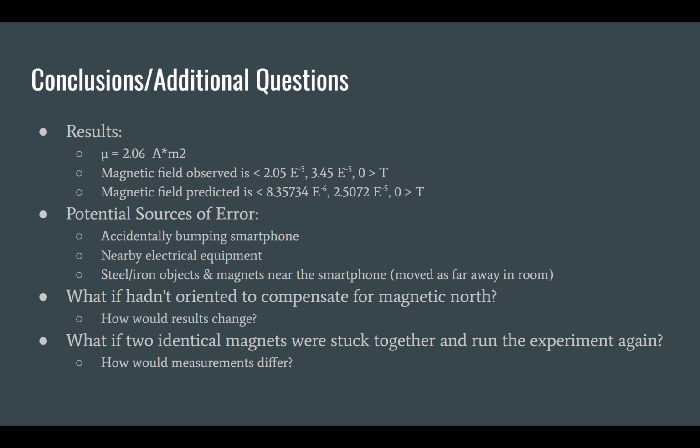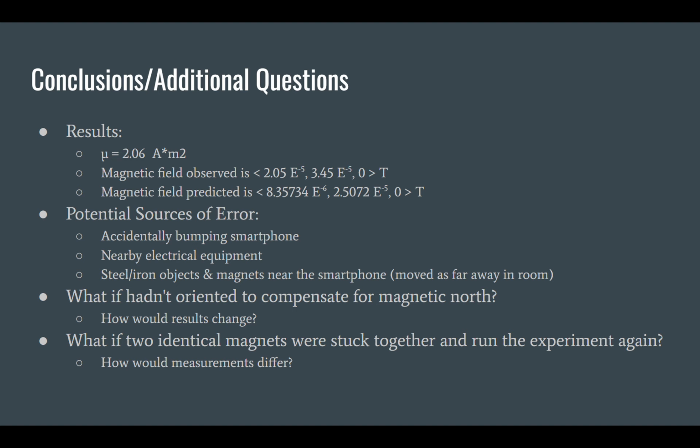Now, to discuss a few reflection questions, what would have happened if I had not oriented to compensate for magnetic north? The purpose of orienting the magnetometer with Earth's magnetic field was to eliminate it from the values found. If this hadn't been done, the graph would have had the same shape for the first part of the experiment, but the values for Bx would be different and larger because it would have included the Earth's magnetic field, causing the value of mu to be different and creating a difference between the experimental and theoretical values from the first and second parts of the lab.